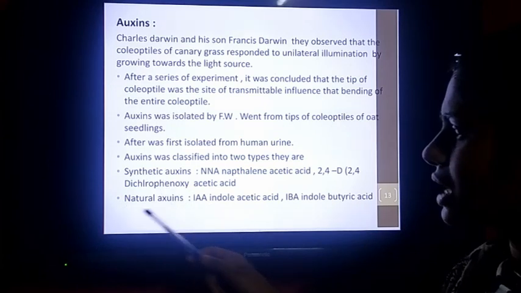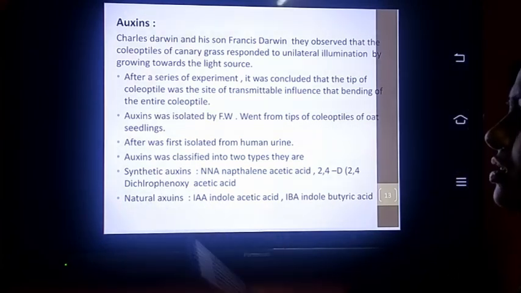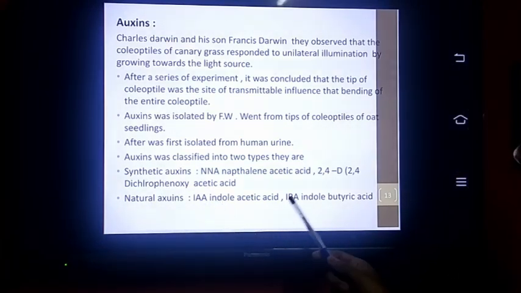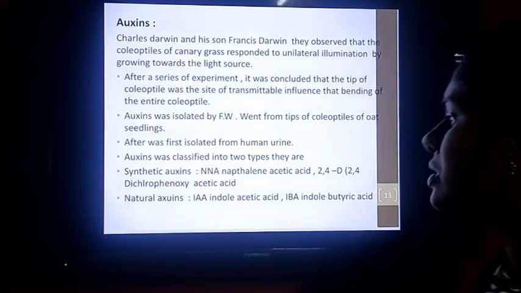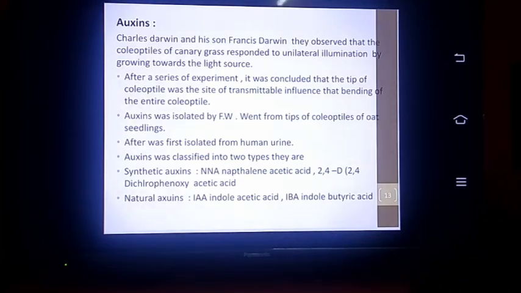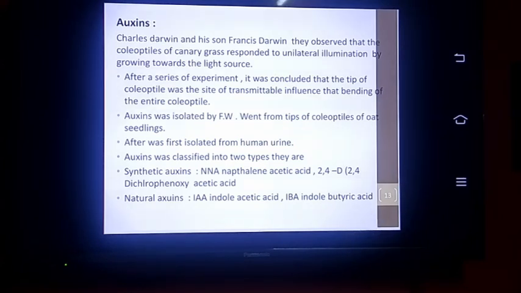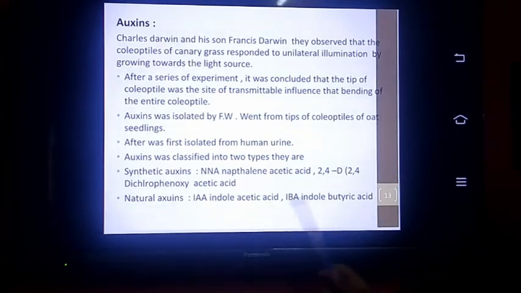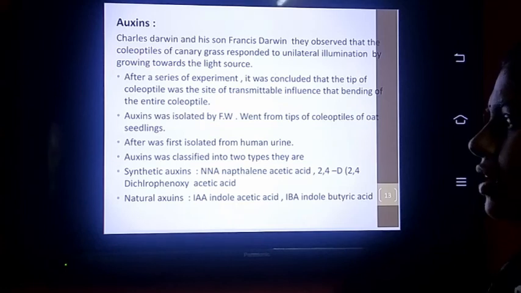And next are the natural auxins. The natural auxins are IAA and IBA. IAA means indole acetic acid. IBA means indole butyric acid. Indole acetic acid and indole butyric acid are the two types of natural auxins.